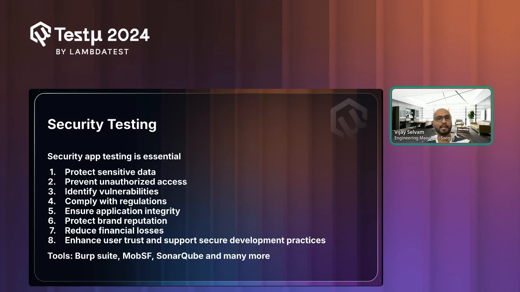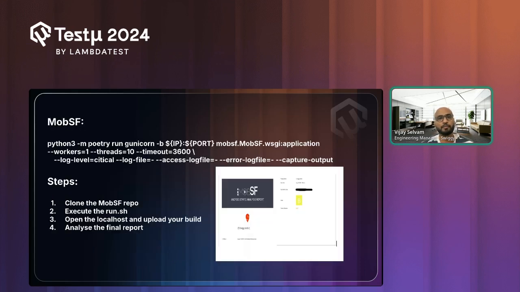We have used Burp Suite, MobSF, and SonarQube in the past. A few of these tools do static code analysis, and a few work at the compile time level. But we chose MobSF for app security testing. The steps are pretty simple. If you're not doing any security testing in your app, please start doing it. This is super helpful, and you will understand a lot of new issues which you would never even think of.